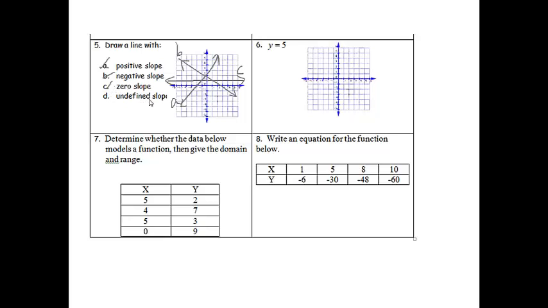And then undefined slope would be just something that, if you think about what we talked about, we can't ski down it because it's so steep. So undefined slope is going to be a straight up and down line. That's supposed to be straight up and down.